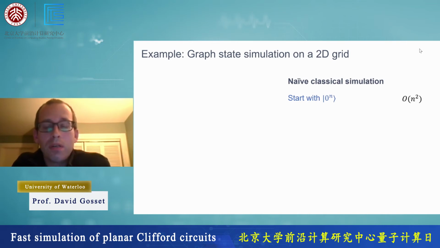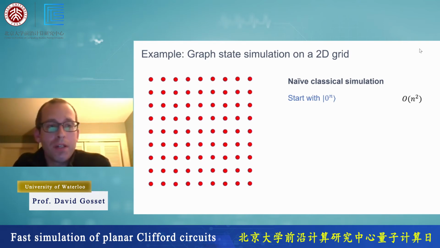First, you would start by storing the stabilizer state, which is just all zeros. We're going to use a representation of stabilizer states that requires n squared bits even to store this one. Here I've drawn each qubit in red, which is a shorthand: red means those are the qubits that we're currently simulating in our classical simulator. So we're storing the state of these n qubits as a stabilizer state, which requires n squared classical bits.